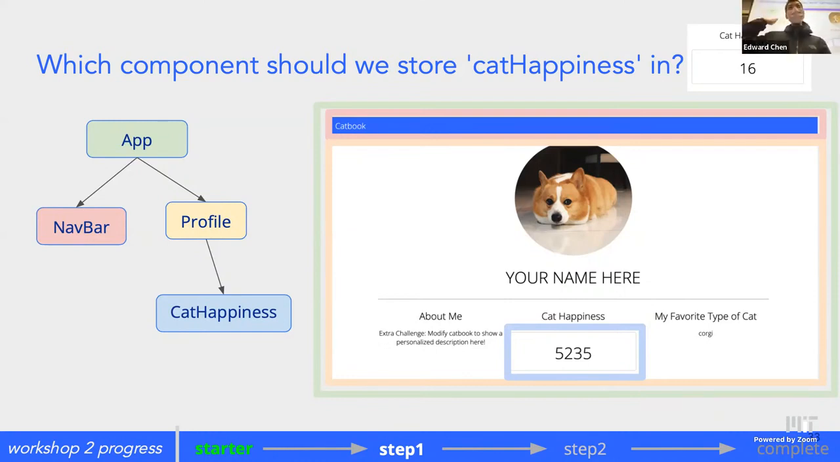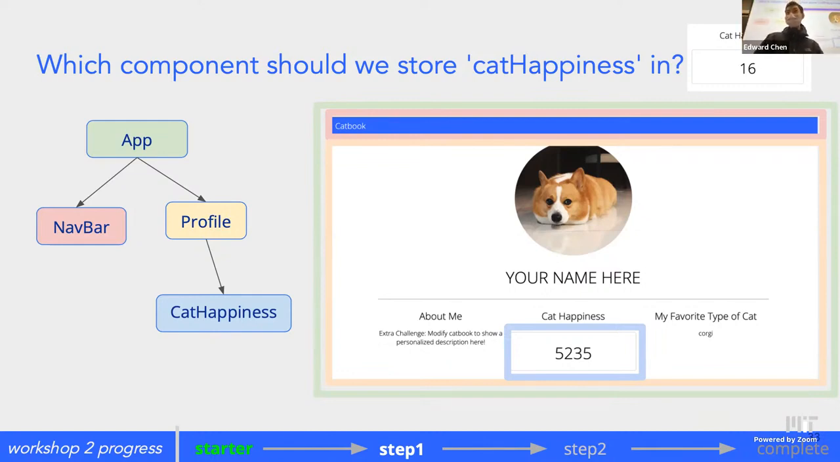Okay, anybody for profile, put your hands down now. Anybody who says we should store the cat happiness state in profile, raise your hand. Okay, a few people, seems to be slightly fewer people. Anybody for navbar or app? Navbar or app?